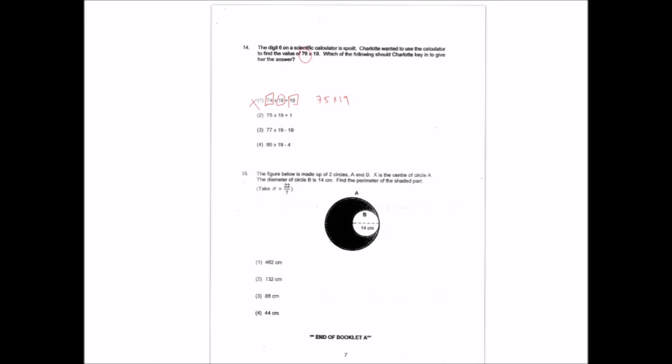Alright, option 2. 75 times 19 is 75 groups of 19. And then later on you plus 1. You need another 19 to make it 76 groups of 19, not another 1. Because we're doing BODMAS, we have to do this first and not do 19 plus 1 first, and therefore it doesn't work. So option 2 is out.